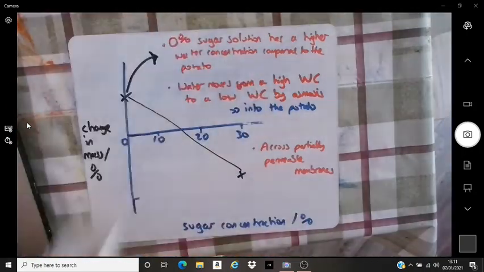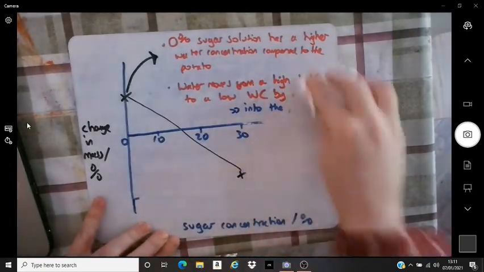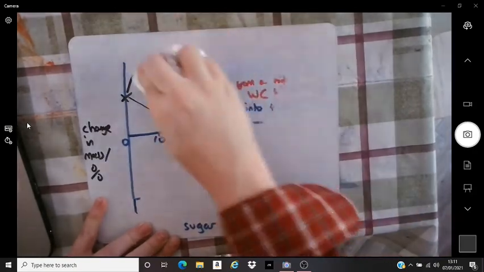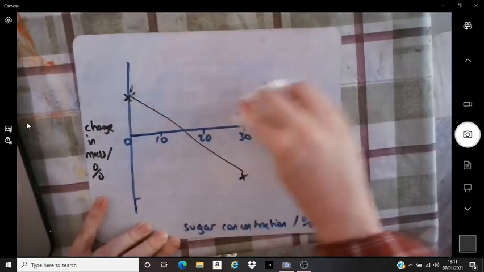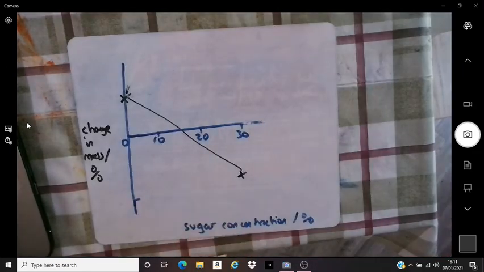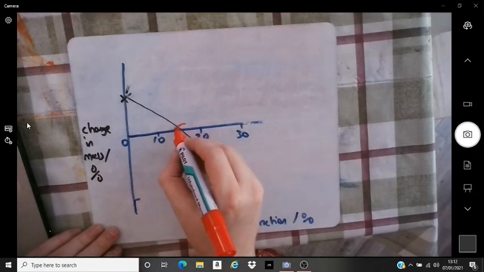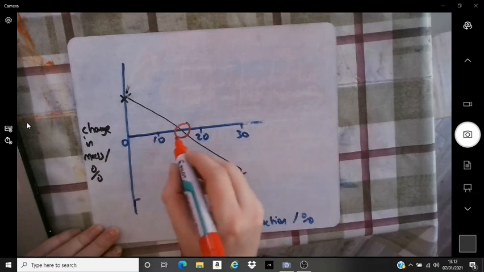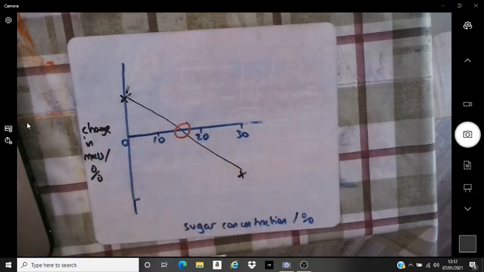Final exam tip before I leave you. They like to use this graph a lot in exams. And a very high level question they sometimes ask is, if we have this graph here, can you estimate the concentration of the potato? The sugar concentration of the potato? And the answer is yes, you can. The sugar concentration of the potato is wherever your line of best fit crosses the change in mass x-axis, where the change in mass is 0.